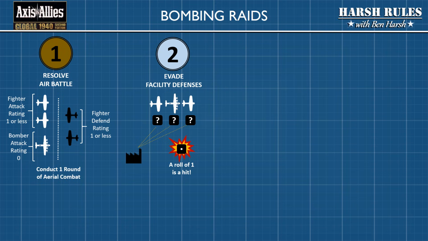Bombers must then evade the facility's defense system. Contrary to all logic, AAA guns cannot shoot at the raiders during this phase. Instead, each facility has a built-in defense system. The defending player rolls 1 die for each bomber attacking the facility. On a roll of 1, the facility scores a hit, and a bomber of the attacker's choice is destroyed.